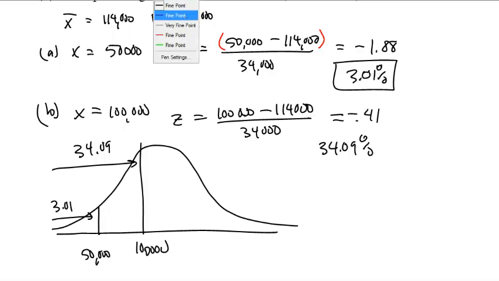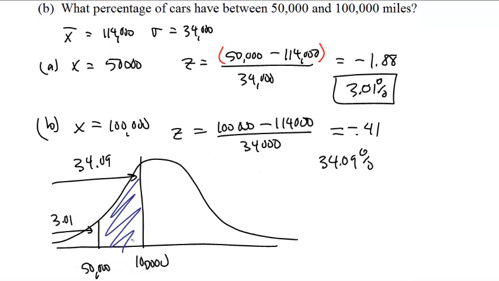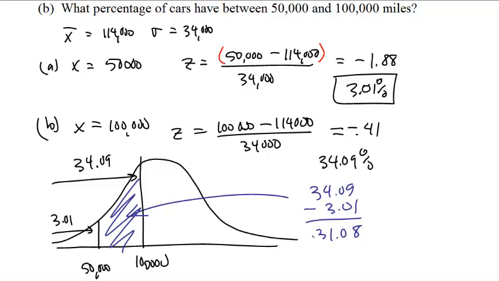If we go back up to the question, what percentage of cars have between 50,000 and 100,000? We just want in between. And for that, hopefully it's clear, we subtract. This is going to be 34.09 minus 3.01. Ha! No borrowing even necessary. 31.08%. So if my numbers make any sense, and maybe they don't, if the mean is 114,000 and the standard deviation is 34,000, then the percentage of cars with a mileage between 50,000 and 100,000 is roughly 31%.